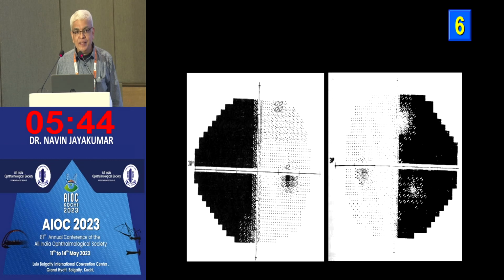Now this is something that I showed you a couple of slides ago, something like this. And the first thing that you would think of, that this is a, anyone? Okay, so this looks like a bitemporal hemianopia, but there's one little problem with it. Which eye is which?